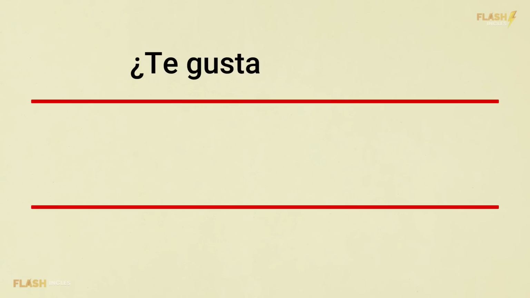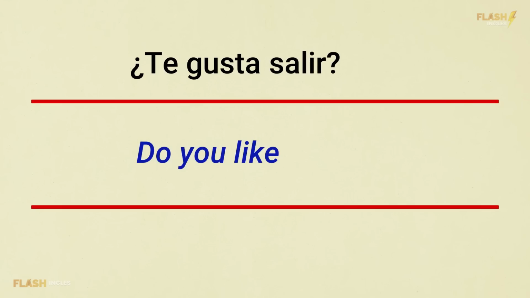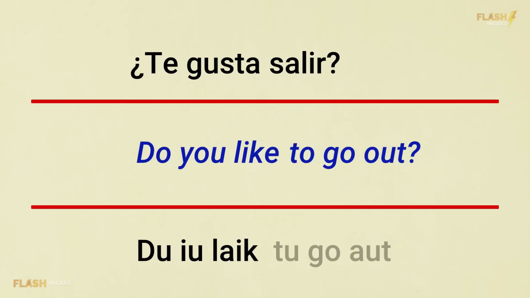¿Te gusta? Es. Do you like? ¿Te gusta salir? Do you like to go out? Estas palabras las podemos cambiar por muchas cosas, por ejemplo, alguna película, algún artista, un lugar, entre muchas otras cosas, es por eso que es muy usada e importante esta pregunta. Ahora vamos a repetir la frase. Do you like to go out? ¿Te gusta salir?